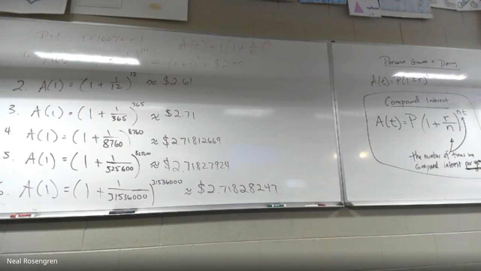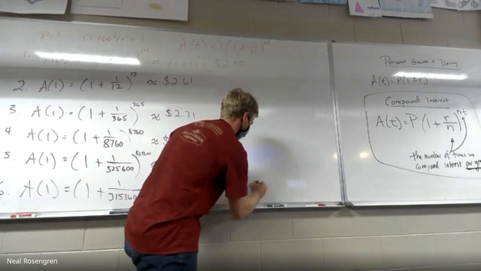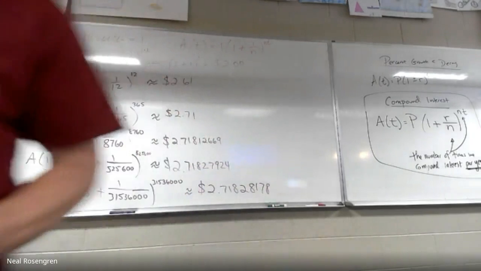Let's check our number first. Let's make sure that's good. So let's go. 365 times 24 times 60 times 60 is 31,536,000. Cool. 1 plus 1 over 31,536,000, to the 31,536,000. 2.7182817. Not sure why. We'll give it the same 8. I think I got the same one together.